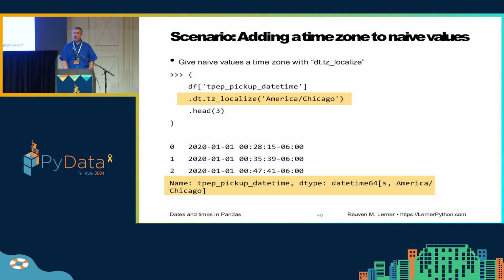Okay, but what if I have naive values and I want to turn them into ones with a time zone? I can use tz_localize. And that will then give me back, we can see here, I'm going to give it the America/Chicago time zone, and it will come back, sure enough, with datetime 64, and then it says America/Chicago. We have managed to take this naive set of values and associate it with one particular time zone.